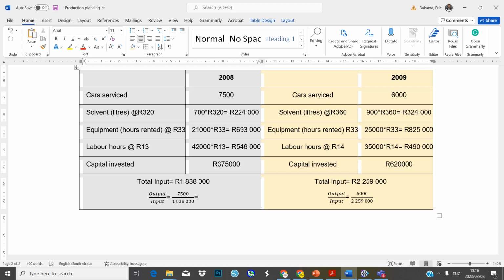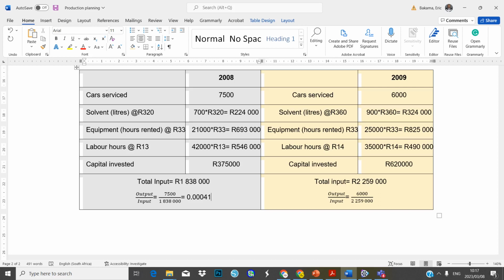So we are looking at 7,500 that we divide by 1,838,000. Then in this case here, we are looking at an answer of 0,123. Then after we have 4. Actually, I'm just gonna put 41 like this. Yes. So remember that this is an output.